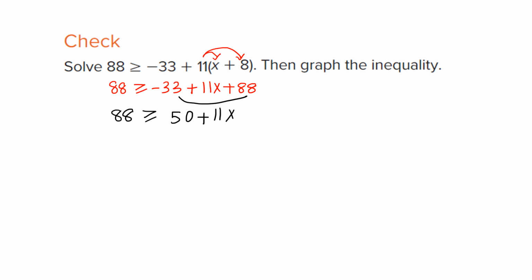Now this 50 can move to the other side. So it will be 88 minus 50 greater than or equal to 11x. Now this is 33 greater than or equal to 11x. Now you divide both sides by 11.